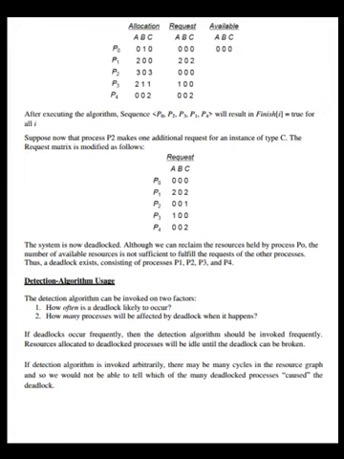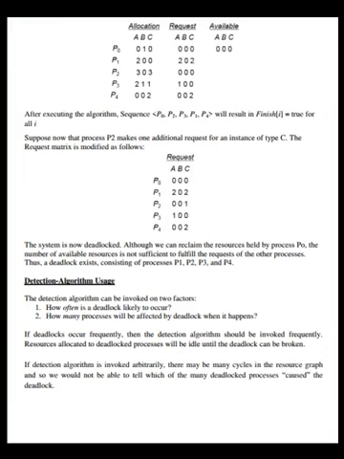See the figure. The system is now deadlocked. Although we can reclaim the resources held by process P0, the number of available resources is not sufficient to fulfill the requests of the other processes. Thus, a deadlock exists, consisting of processes P1, P2, P3 and P4. Now let us see detection algorithm usage. The detection algorithm can be invoked depending on two factors: how often a deadlock is likely to occur, and how many processes will be affected by deadlock when it happens.